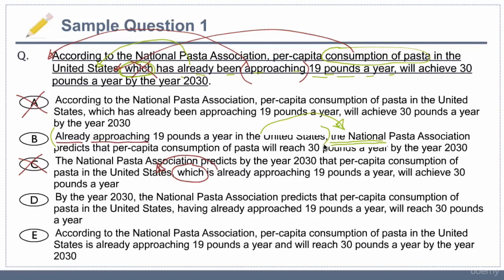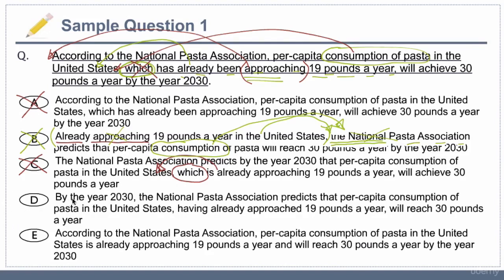So what was approaching 19 pounds a year? The National Pasta Association? No, the National Pasta Association wasn't approaching 19 pounds a year, so we have a misplaced modifier. It's the consumption that's approaching 19 pounds a year, so that should have come right after the comma. So B introduces its own new issues. Even though it tried to resolve the issue, it did it incorrectly. It has another misplaced modifier error, so we can't have that in a correct answer choice.